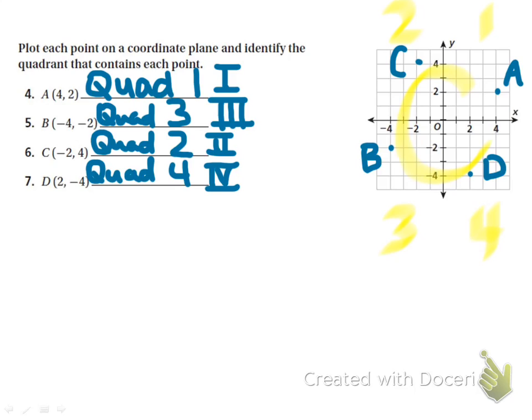Now you'll also notice that beside the numbers, I wrote the Roman numerals. Typically, when you write the quadrants for a coordinate plane, they're written as Roman numerals. I want you to be prepared so that tomorrow on your test, you know what this looks like.